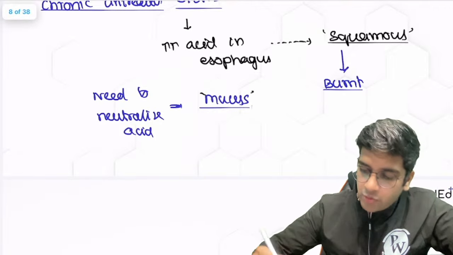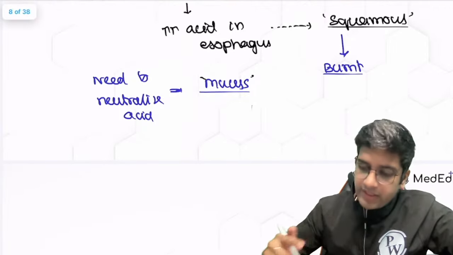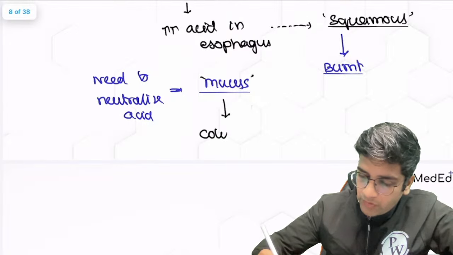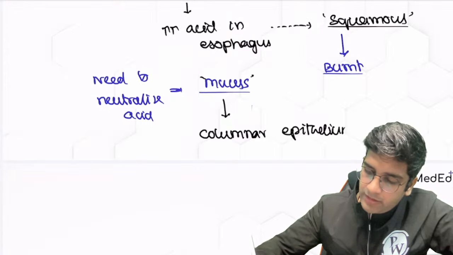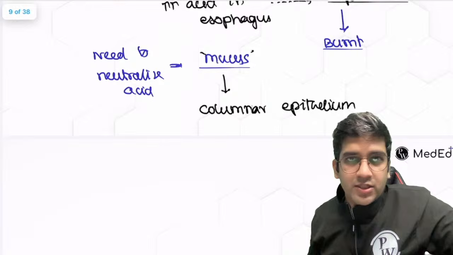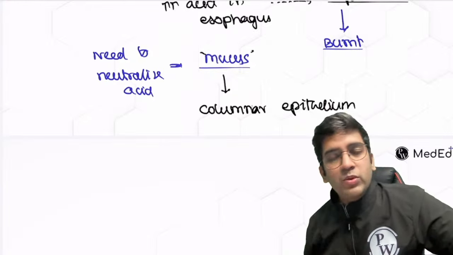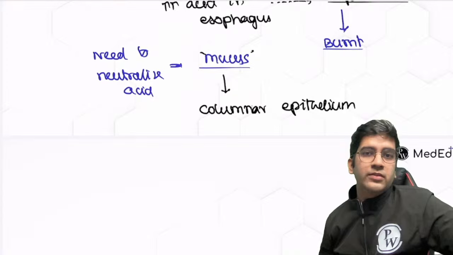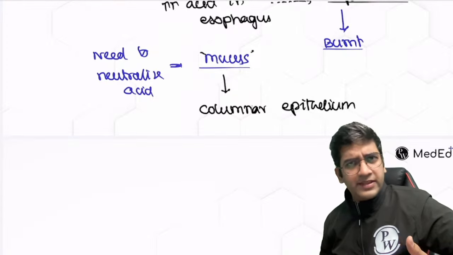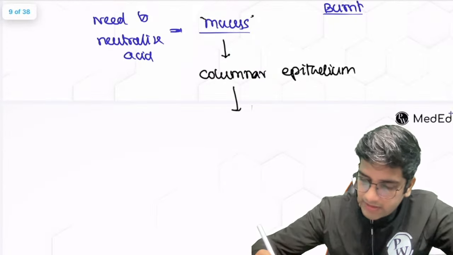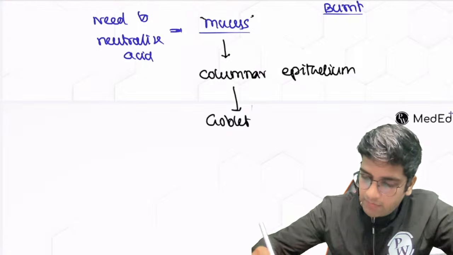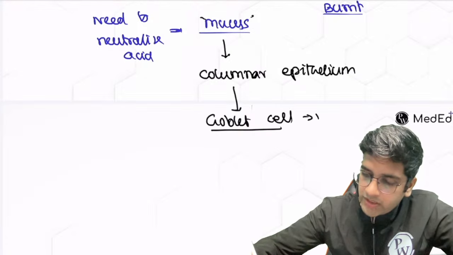So what's the epithelium which secretes mucin? Squamous epithelium cannot secrete mucin, right? So since I need mucus, it changes to columnar epithelium. And the columnar epithelium obviously will secrete mucin, right? Great. Now, can anyone tell me which part of columnar epithelium secretes mucus? Every cell in the columnar epithelium or any particular cells? Everything or anything particular? Obviously, it is only the goblet cells, right? Perfect. So only goblet cells are the ones which are going to secrete mucin, right?